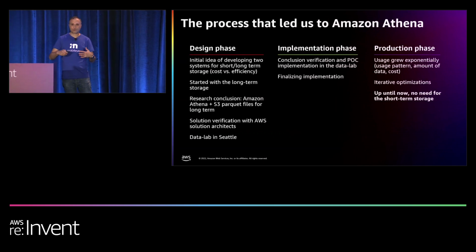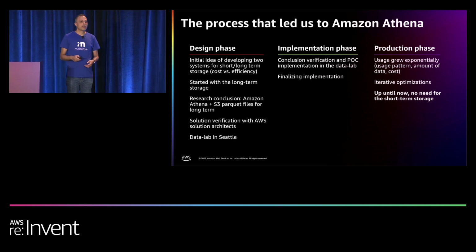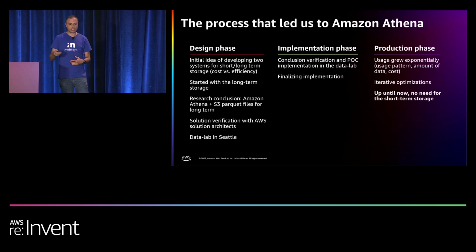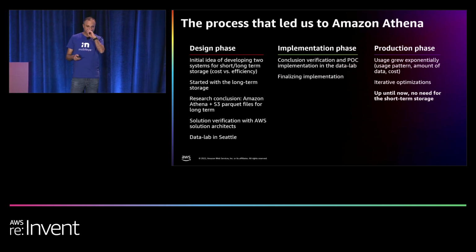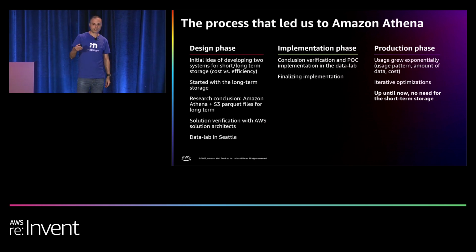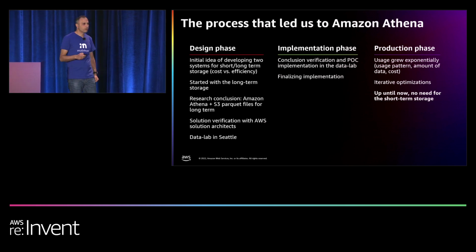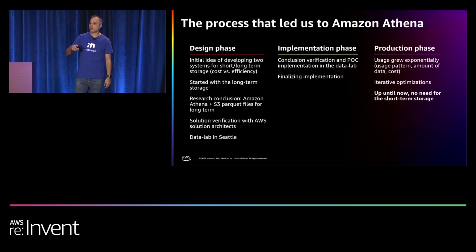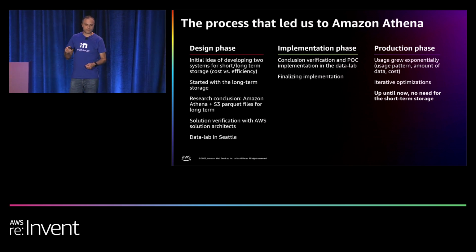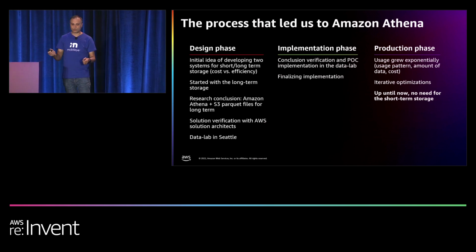So what was the process that led us to choose Amazon Athena? It started with the design phase. Our initial idea was to use two types of system: one for short-term storage, which was supposed to be more expensive but very efficient, and one for long-term storage that was supposed to be cheap but not very efficient. We needed to start with the long-term storage, and our research led us to conclude that Amazon Athena together with Parquet files on S3 would work great for us. We consulted our AWS solution architects, and they suggested that we go to a data lab in Seattle. We went to this data lab and implemented a POC, then got back to Israel, finalized the implementation, and went into production.